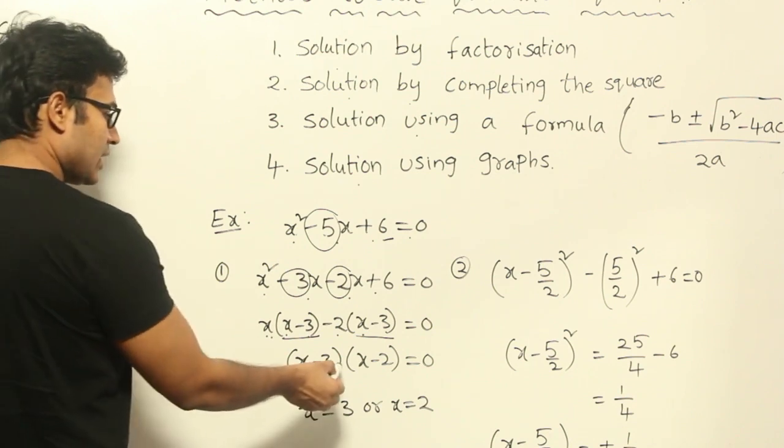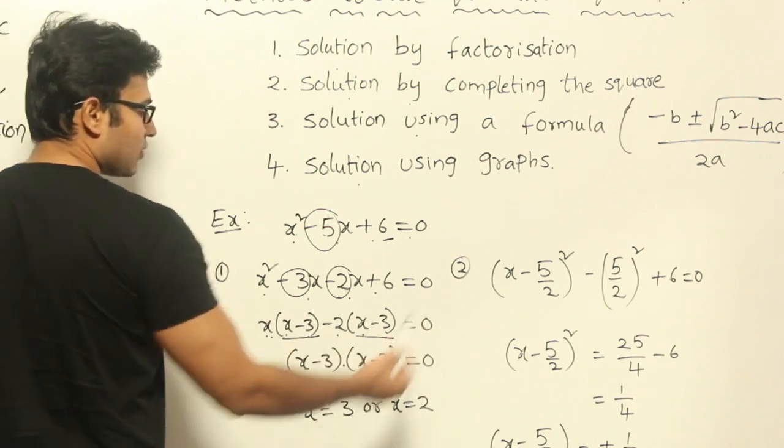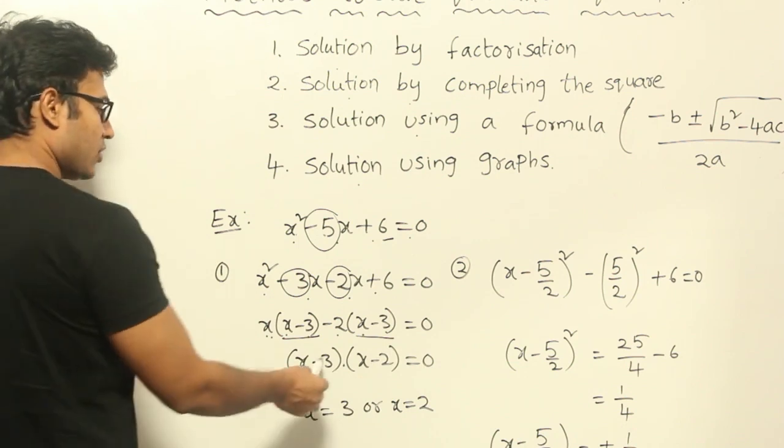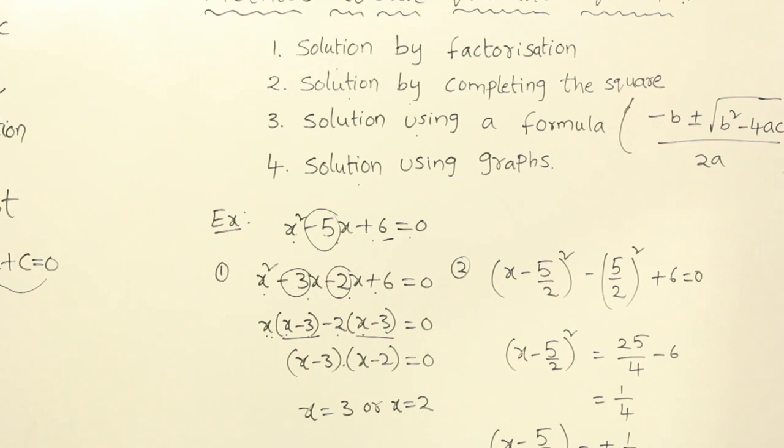Now if you observe it, it is written in the form as if the product of two numbers is equal to 0, right? Now if the product of two numbers has to be 0, then at least one of them has to be 0 or both of them have to be 0, right?